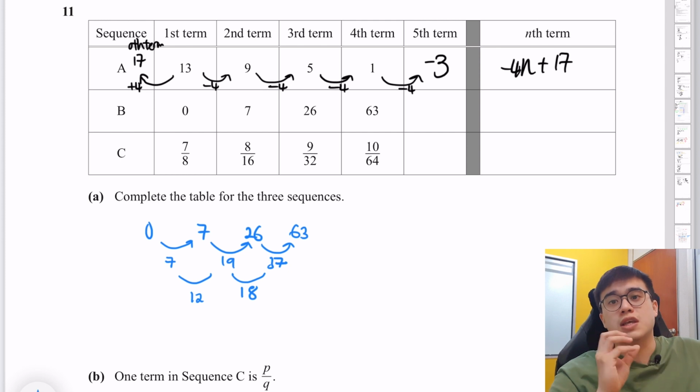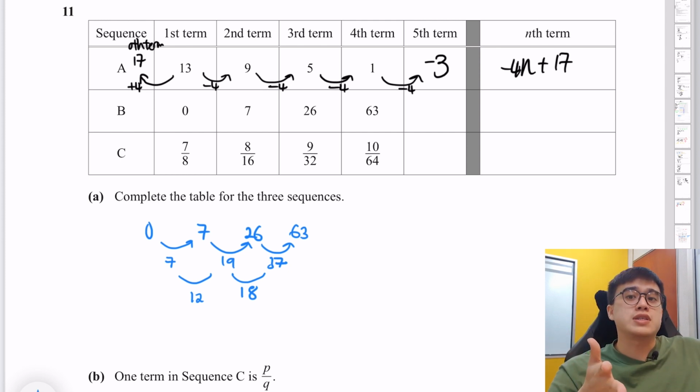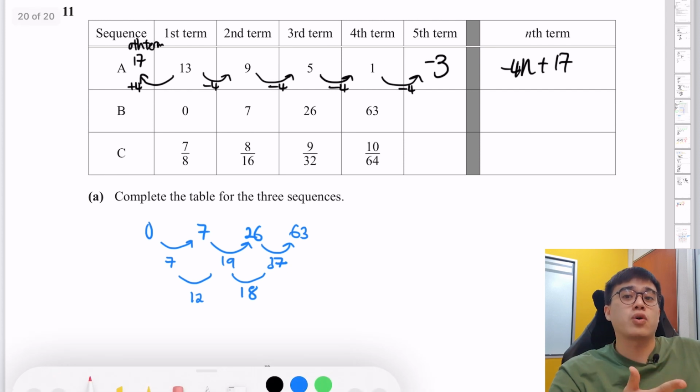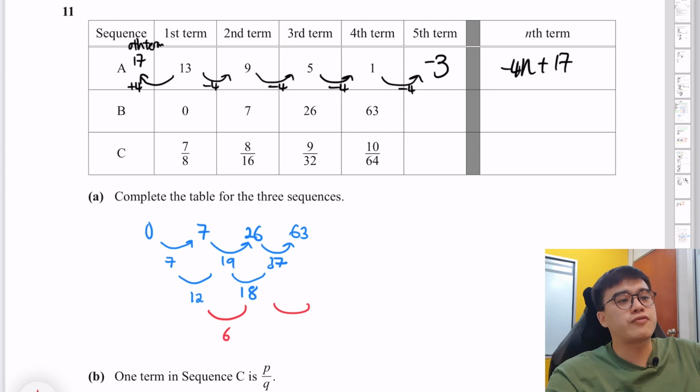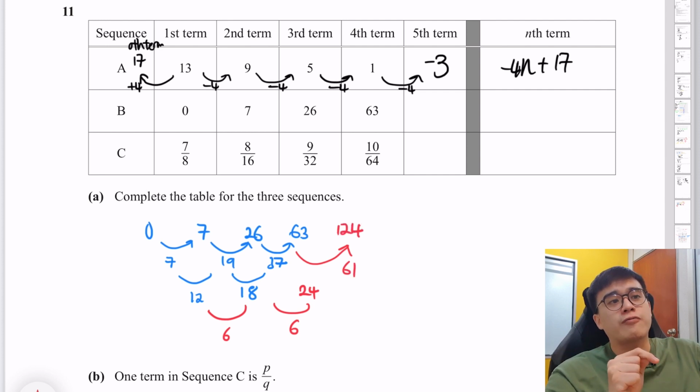So I couldn't use the geometric formula for this, which then I proceed to assume that it was a cubic. If it's a cubic sequence, means I have to find one more row of the differences, which is 6. Then I assume that the 18 plus 6, I will get to 24. So 24 plus 37, I get to 61. And 61 plus 63, I will get my fifth term for sequence B as 124.